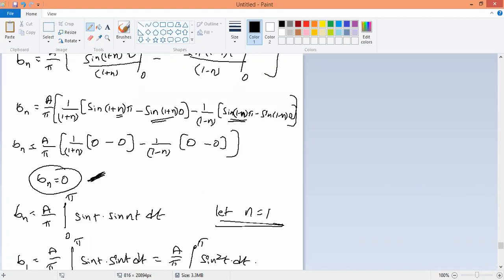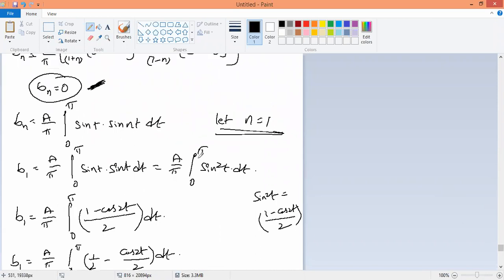Next, in the same equation, bn equal a by pi integral 0 to pi sin t sin nt dt. Let n equal 1.